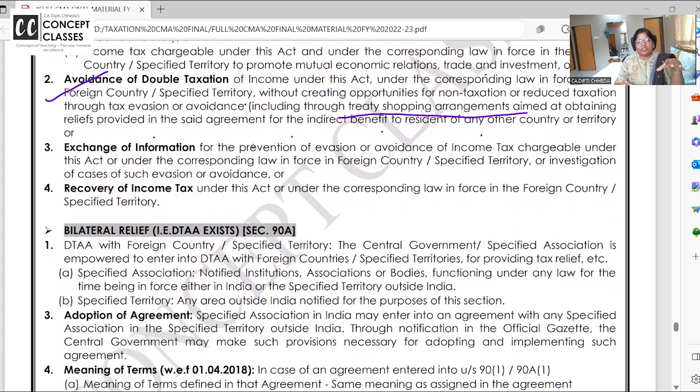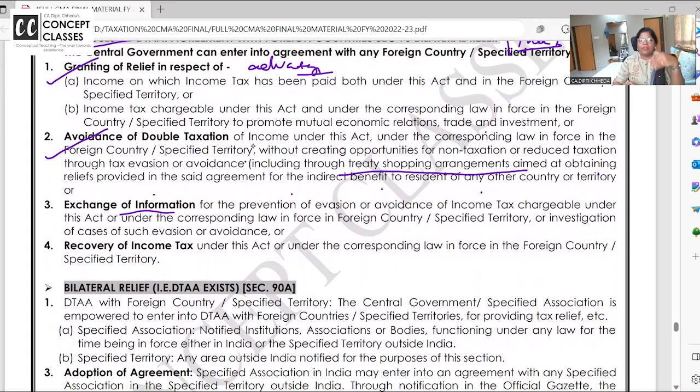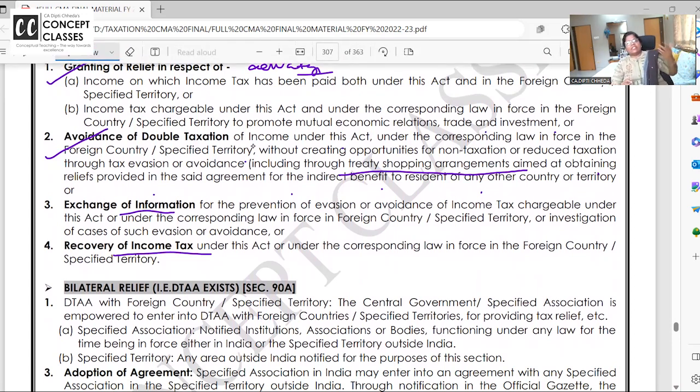Exchange of information. Can they help us with collection of tax and exchange of information? If we know that Nirav Modi or Mallya has run away from India, can the central government have an agreement with a foreign country that if Nirav Modi is hiding in Australia, we can recover the tax by taking the help of the local people there? So taking the help of the foreign country, we can recover the tax, or exchange the information and help in investigation.